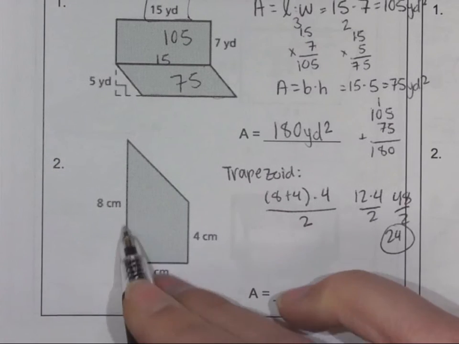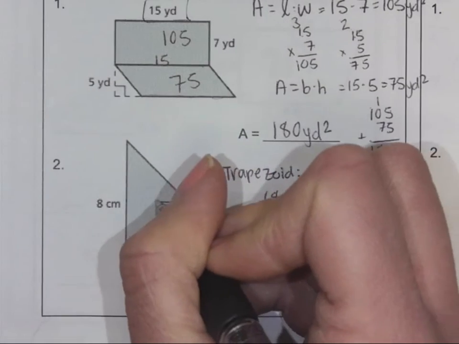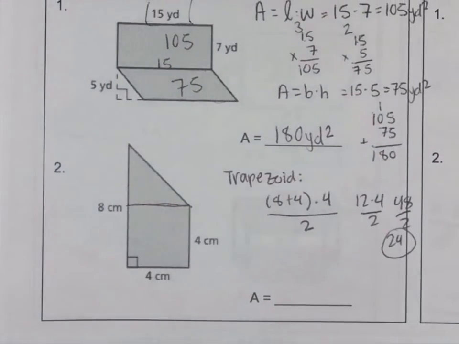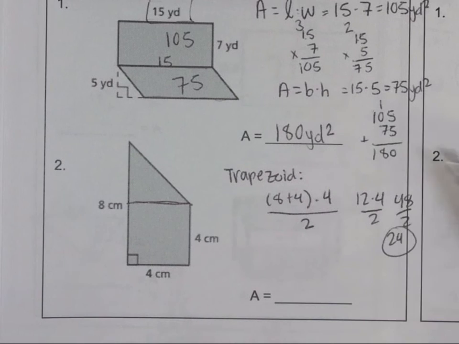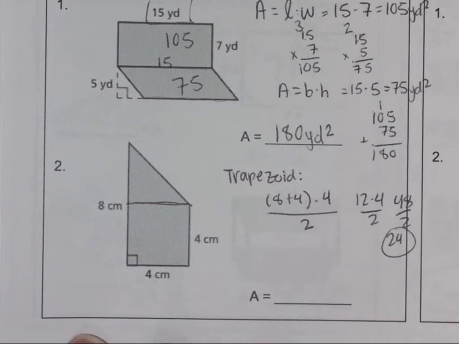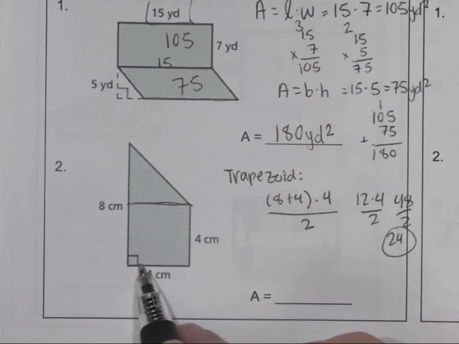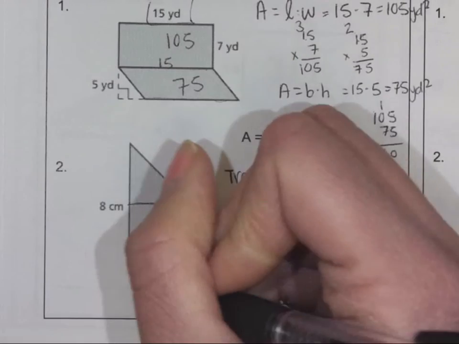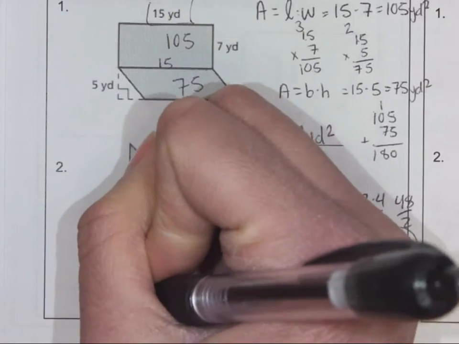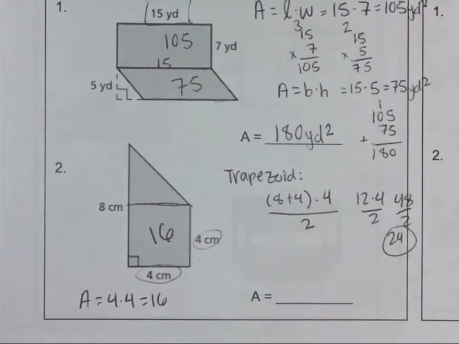Another way, since this is all straight edges over here, is I can divide this and have a square and a triangle. Okay, some of you might think this way is easier, some of you might like the trapezoid way. I'll let you choose which way you like to do it. On this one, to find the area of the square, I multiply my sides together, side squared, 4 times 4 gives me 16 for this area here.